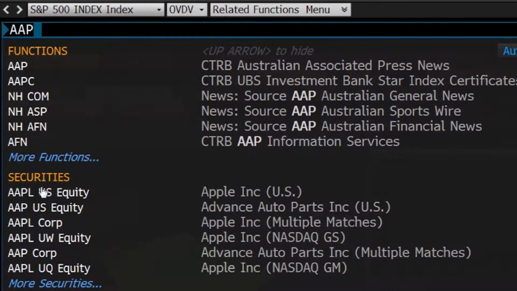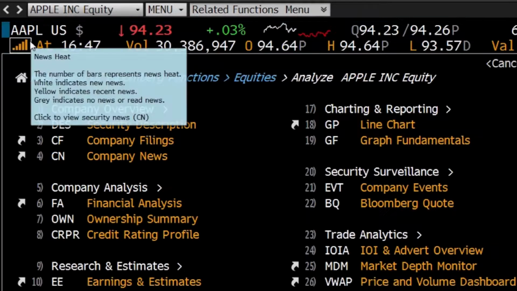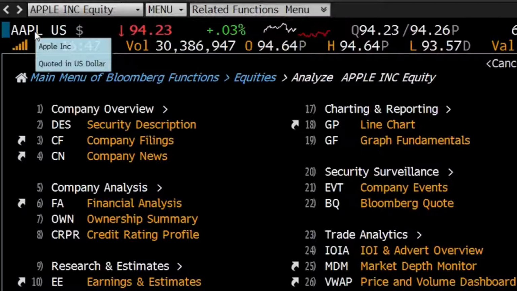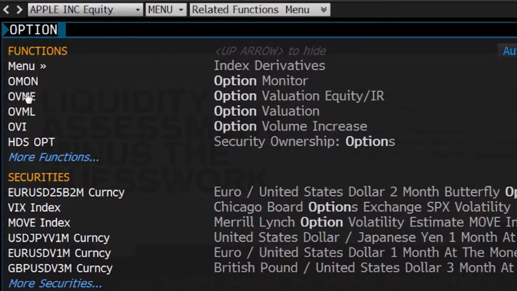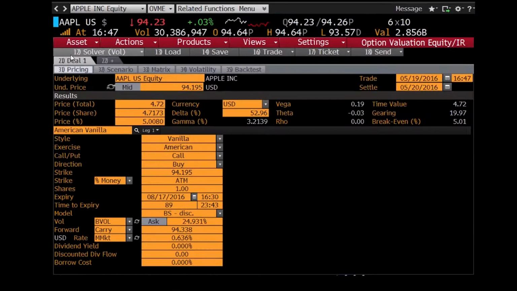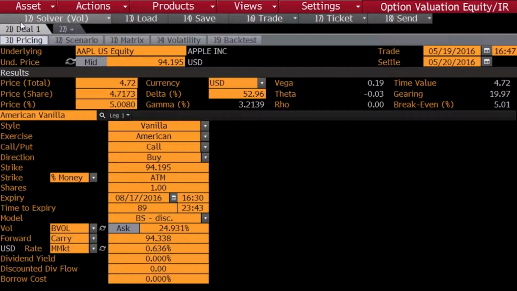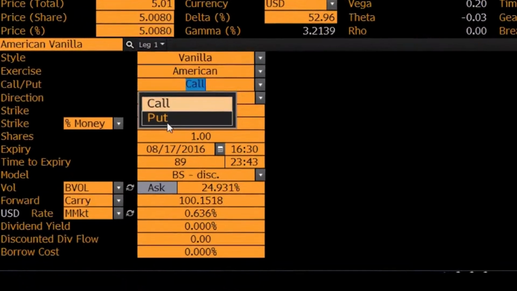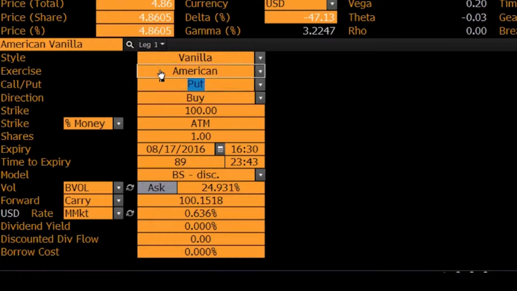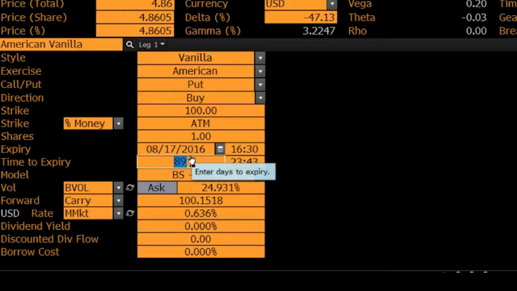So, first of all, I'm going to find my stock, Apple, using the autocomplete. I'm then going to go to the option calculator. You have seen this before. It's the OVME option calculator. I'm going to use my input data. The underlying is 100. It is a put. It is a 90-day to expiry.